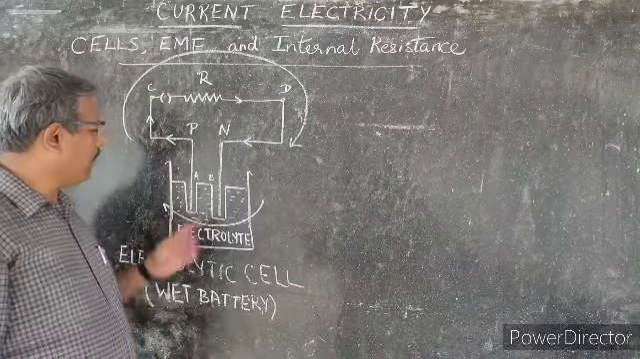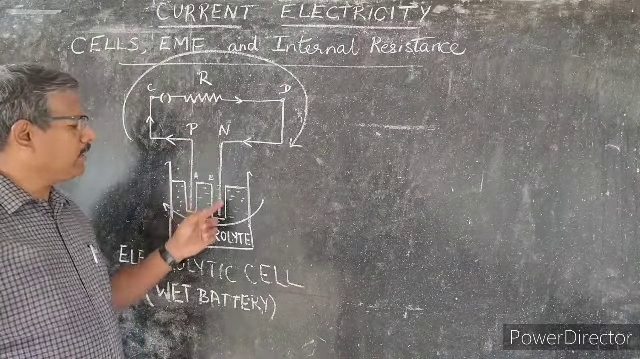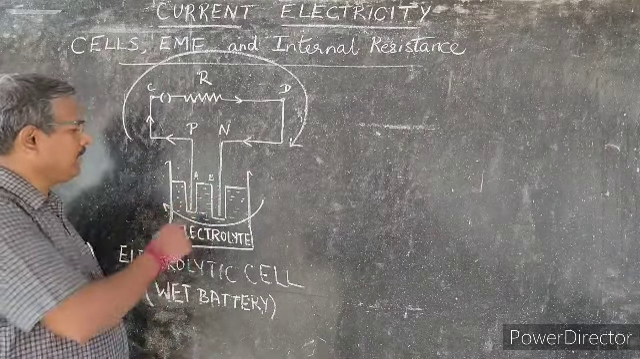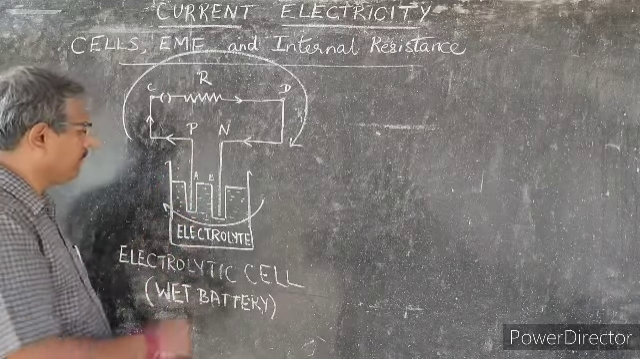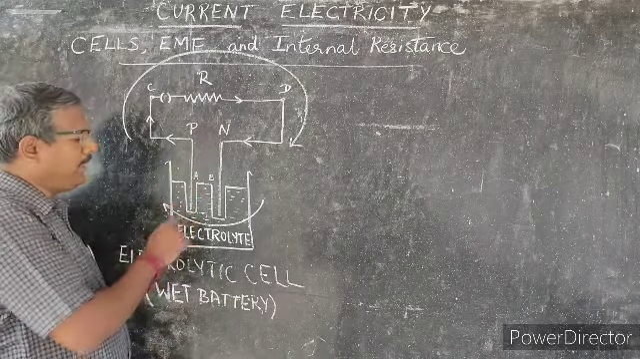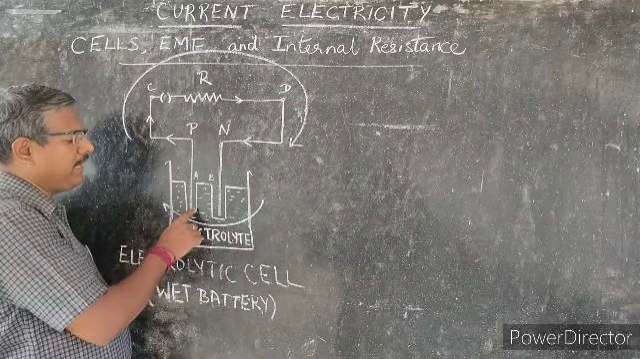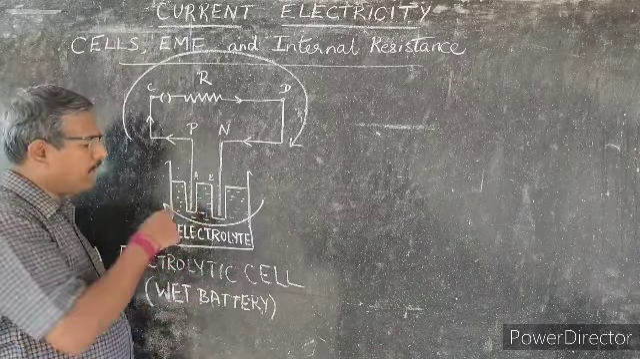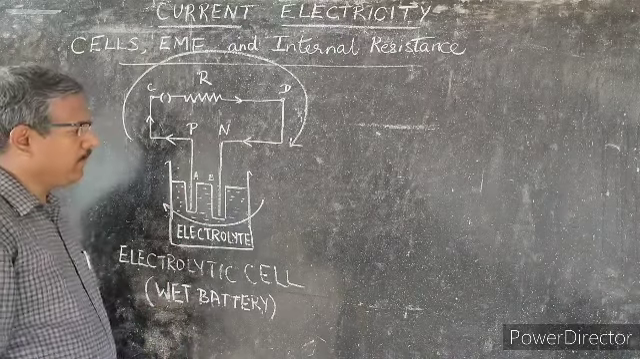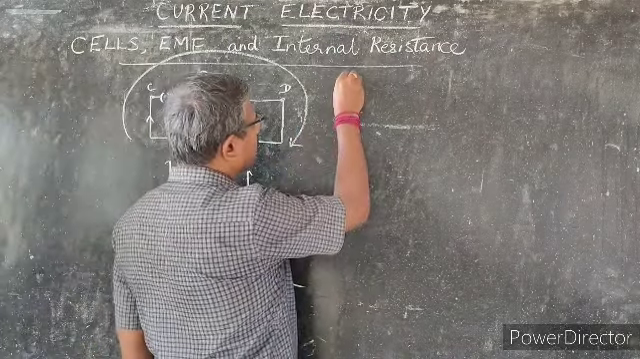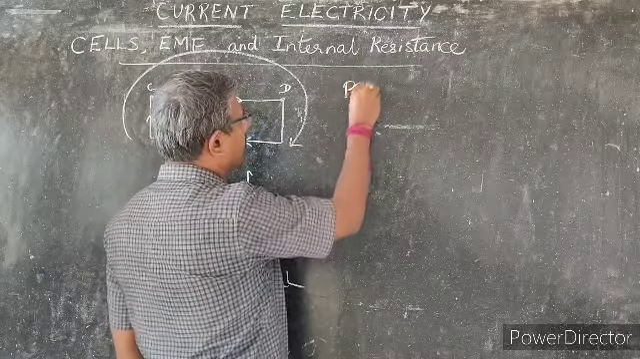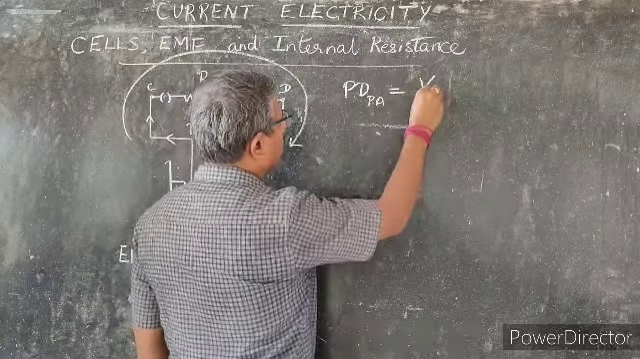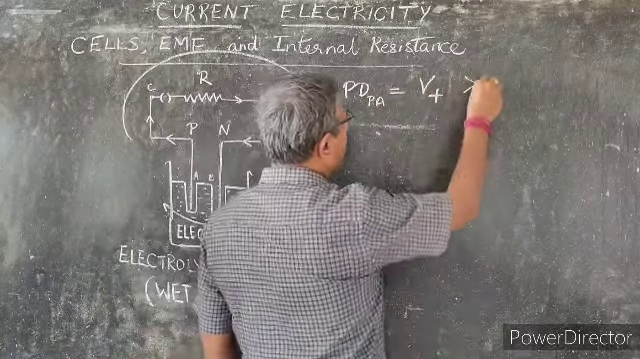When two electrodes, a positive electrode P and a negative electrode N, are dipped in an electrolyte, there develops a potential difference between the positive electrode P and the interface between the electrode and the electrolyte, represented by the boundary A. This potential difference, let's say between P and A, is V plus, and V plus will be greater than 0.